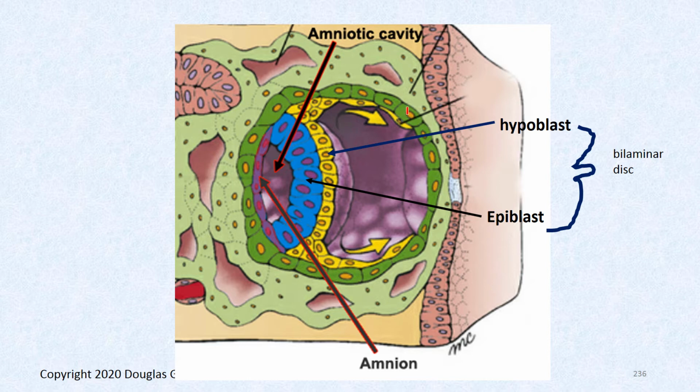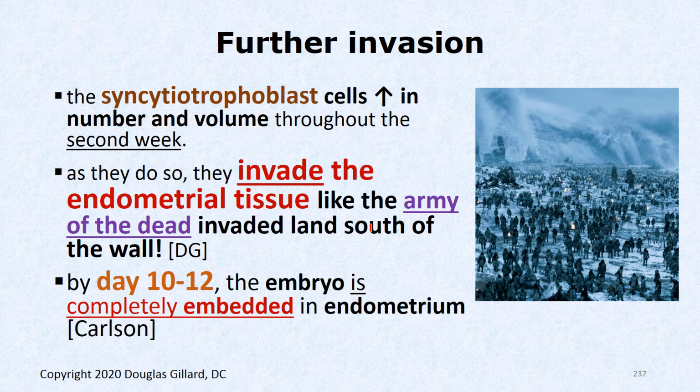We have a cytotrophoblast layer around the outside. And then we have this weird, very aggressive, strange layer called the syncytiotrophoblast. And this is actually pulling the embryo inside the endometrium. So that's kind of where we left off.